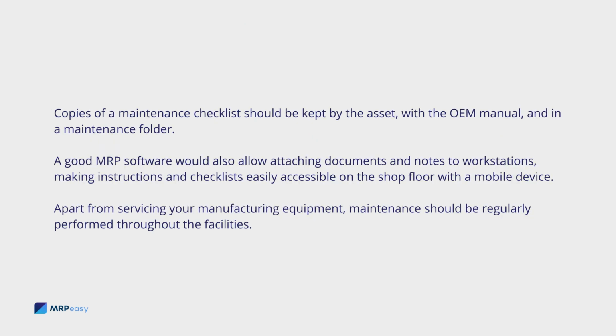Copies of a maintenance checklist should be kept by the asset with the OEM manual and in a maintenance folder. A good MRP software would also allow attaching documents and notes to workstations, making instructions and checklists easily accessible on the shop floor with a mobile device. Apart from servicing your manufacturing equipment, maintenance should be regularly performed throughout the facilities.